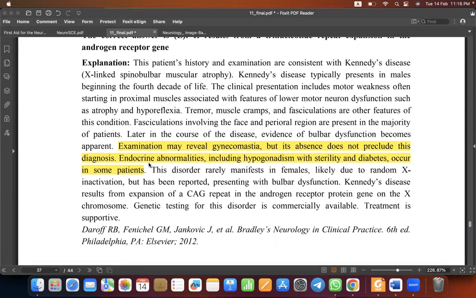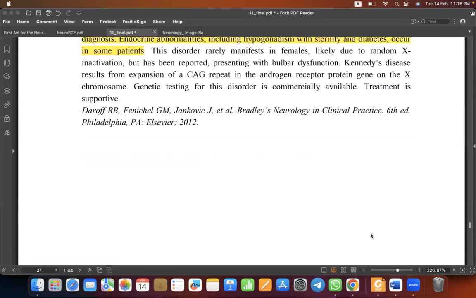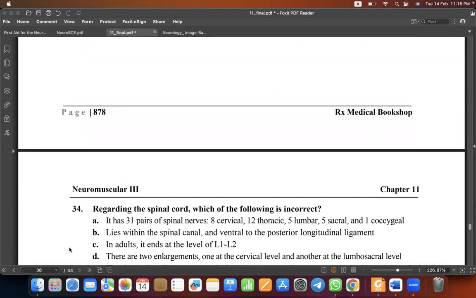The patient might have gynecomastia, but its absence doesn't preclude the diagnosis. We should also think about endocrinopathies like hypogonadism, sterility, and diabetes. It rarely manifests in females. So it is mostly supportive treatment, I guess.